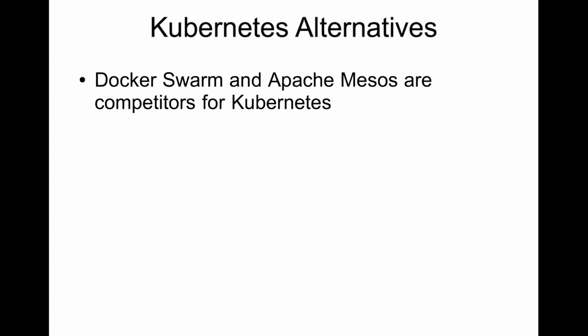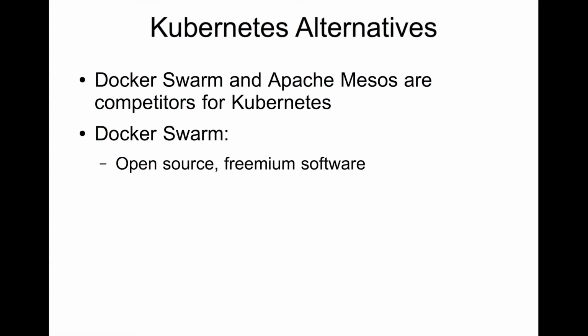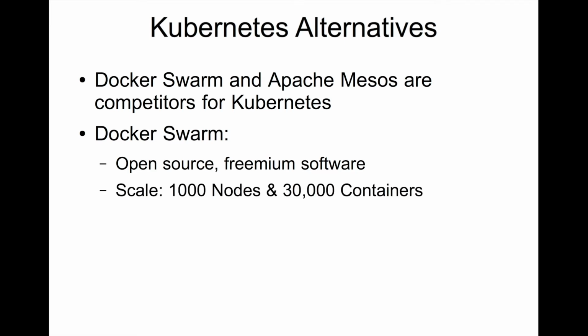What are some of the alternatives to Kubernetes? Docker Swarm and Apache Mesos are competitors for Kubernetes. Docker Swarm is also an open source software, but controlled closely by Docker alone. Docker charges users with a fee for premium features. Scalability of Docker Swarm is very limited. It supports only 1000 nodes and 30,000 pods in a cluster.